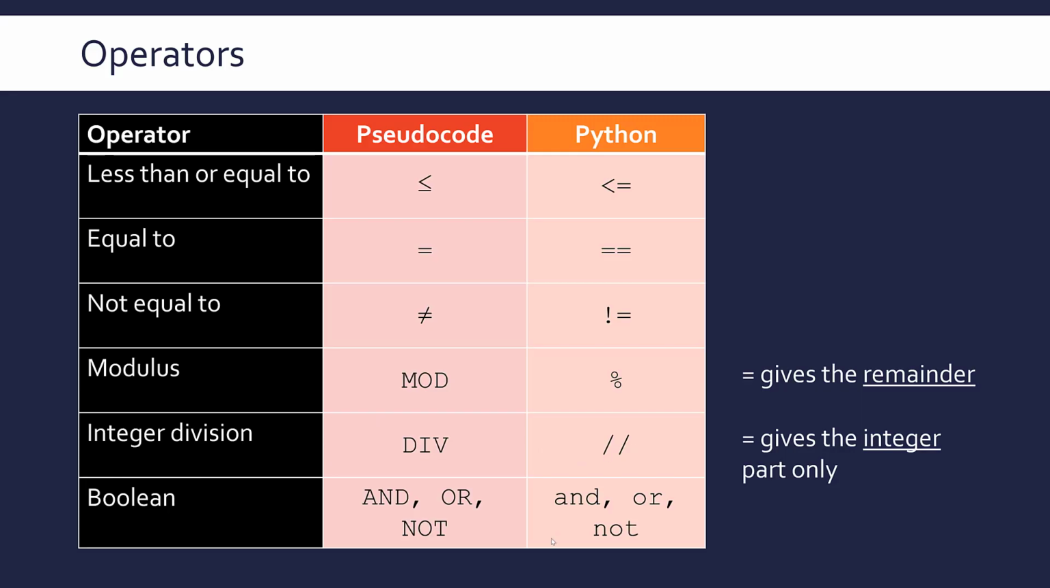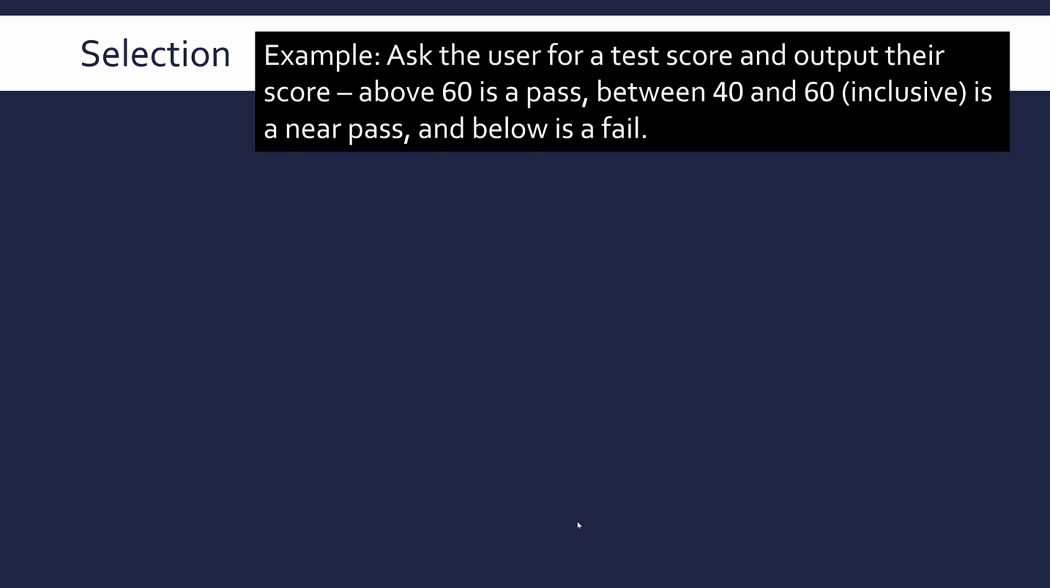And a very minor thing, because it's not really marked in the exam, but capital letters are usually given by AQA when they're dealing with Boolean operators, but in Python you use them as lowercase. Now, when you hear selection mentioned, think if statements. Selection is where you're choosing what to do based on a condition.